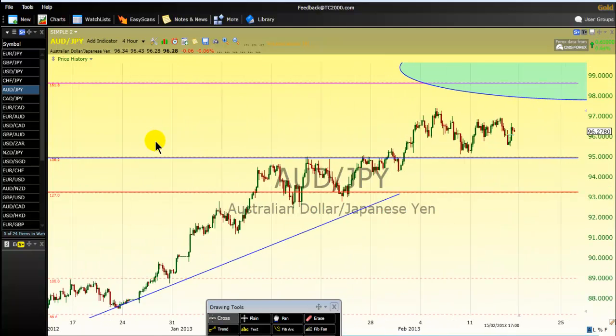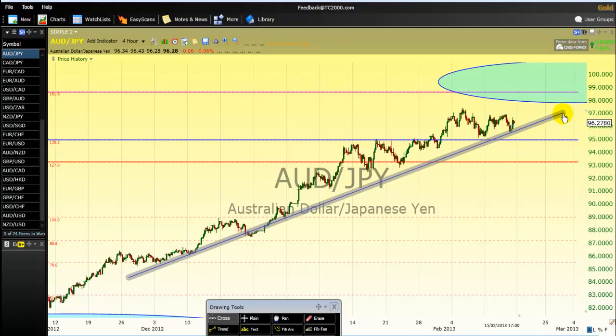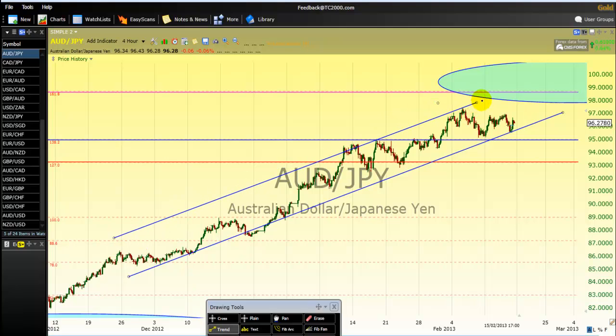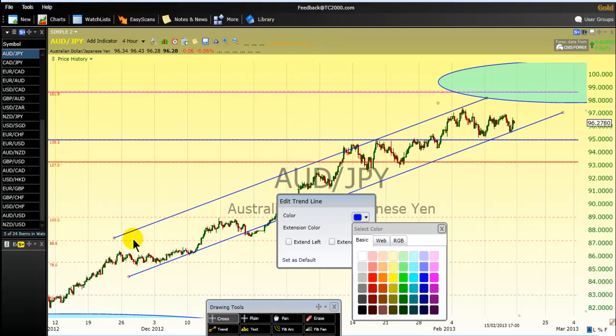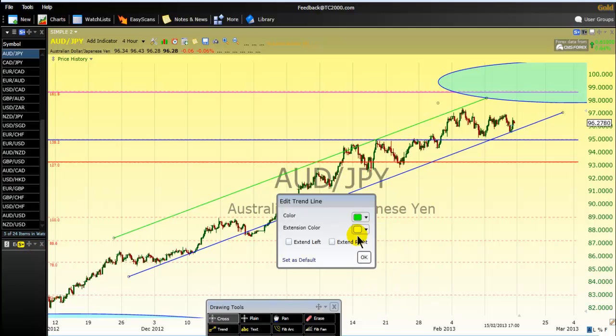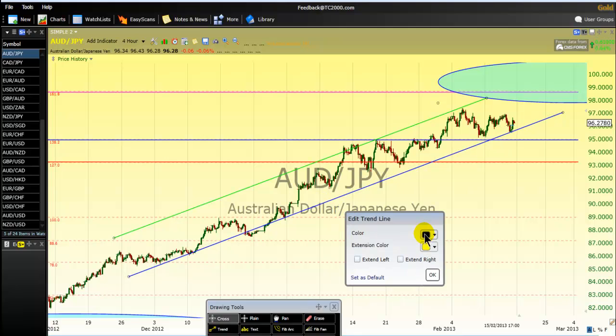So if I want to sell, I want the price to come out of the rising channel at least. On this 4-hour chart, if I extend my blue trend line, you can see that the price is still above. It's still inside the rising channel, the blue channel. Maybe I can color it in a different color so you can see it better on your chart. Let's use green. Where are we? Still in the channel? Yes, it's still in the channel.